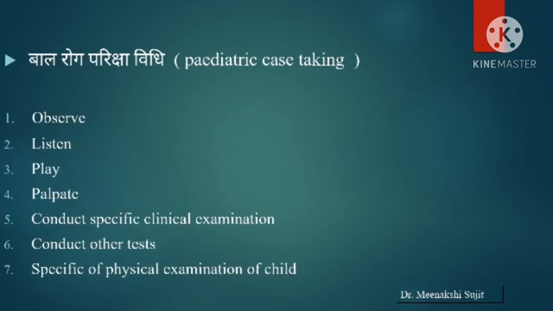Okay. Our next point is Bala Roga Pariksha Vidhi, that is pediatric case taking. This we can compare with the first point we saw in the last slide, right? Correct way of diagnosis. To diagnose in a correct way, first of all we should examine in a correct way, right? So how should we examine? These 7 points you should keep in mind: observe, listen, play, palpate, conduct specific clinical examinations, conduct other tests, and specific physical examination of a child. All these 7 points you should keep in mind for the correct way of diagnosis.